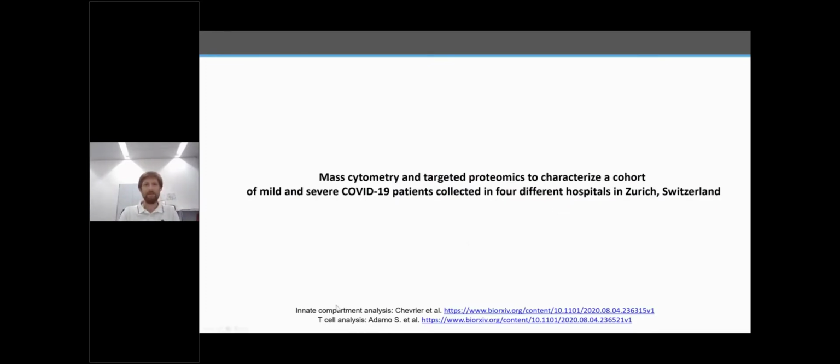As a side note, the results of our work are described in 2 manuscripts that you can find on bioRxiv under those 2 links. One focusing on the innate compartment, and the second one focusing on T cells. In the presentation today, I will show you parts of both of these manuscripts and analyses.